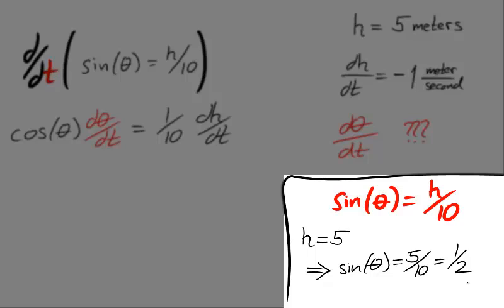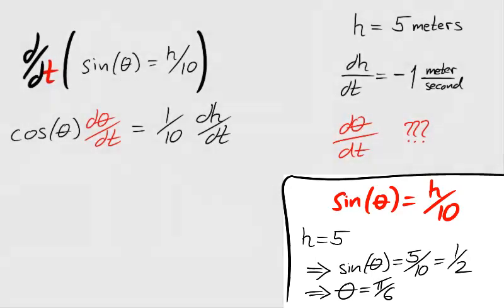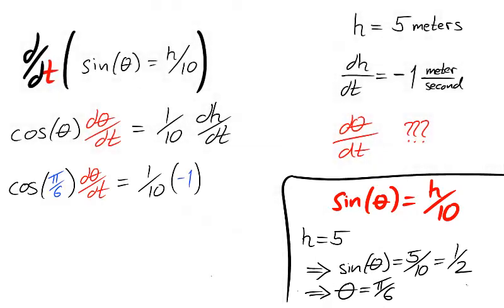We can use our original relation to determine theta. When h equals 5, we have sine theta is equal to 1/2. The question is, what is theta? As the drawbridge lowers through a quarter circle, we can assume that theta is in the first quadrant. Therefore, theta must be pi over 6 when h is 5. Substituting into our related rate, h, dh dt, and theta, recall from the unit circle that cosine pi over 6 is square root of 3 over 2.